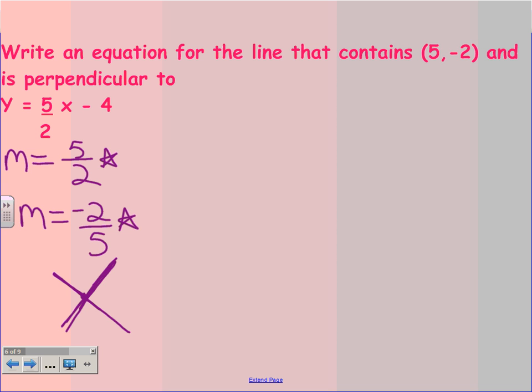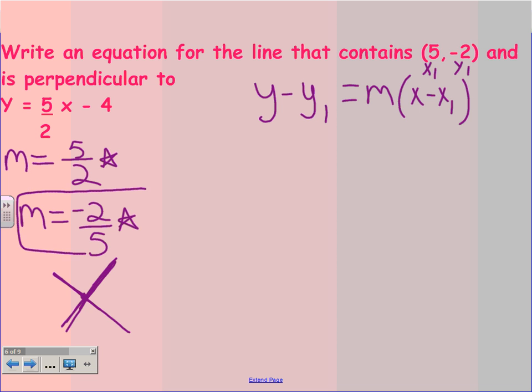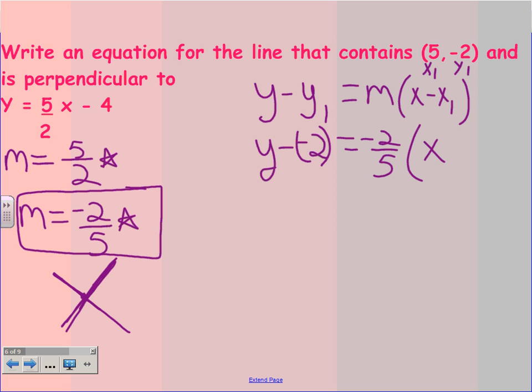All right, so just like in parallel lines, we're going to use the same equation, our more familiar formula, point-slope. We've been working with that for a little bit now. So y minus y1 is equal to m times x minus x1. I'm going to go ahead and label my points x1, y1. And then I have to come back and substitute in my negative reciprocal for m. I know that my y term is -2. Go ahead and put that in parentheses, is equal to -2/5, times x minus, and then my value of x is 5.